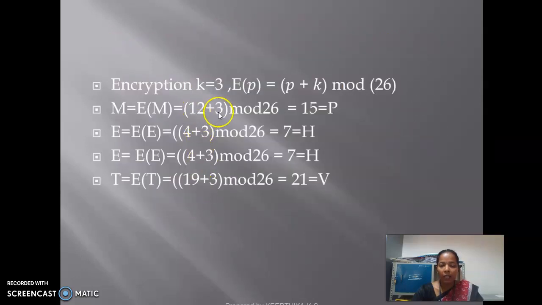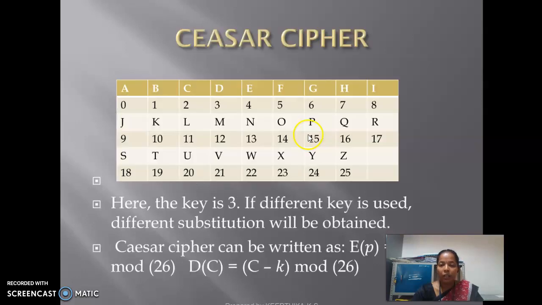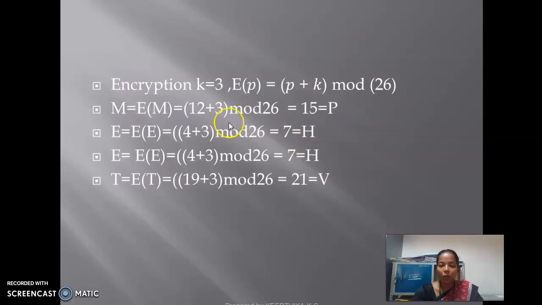So 12 plus key 3 is 15. Plain text is 15. So what is the number 15? It means P. So we are going to replace that M by P. So the original message is converted into a ciphertext.